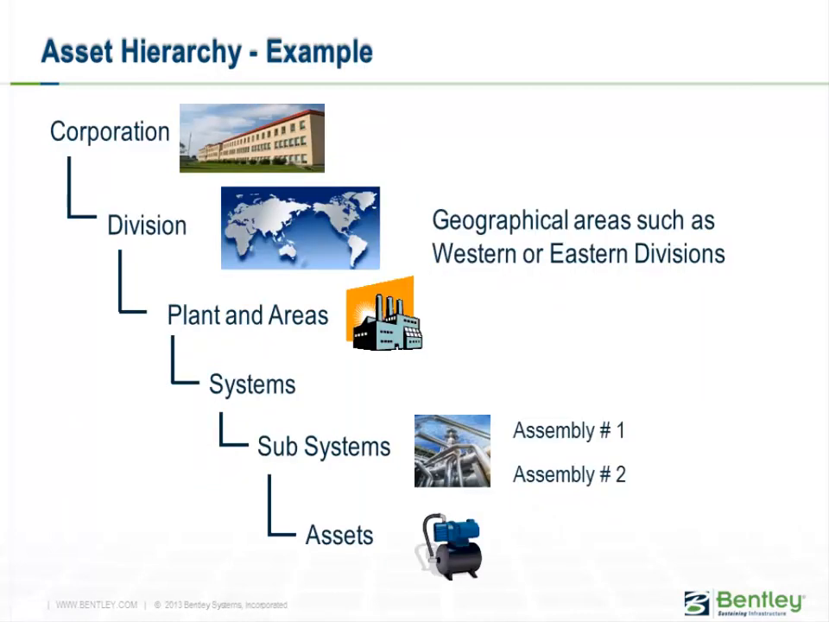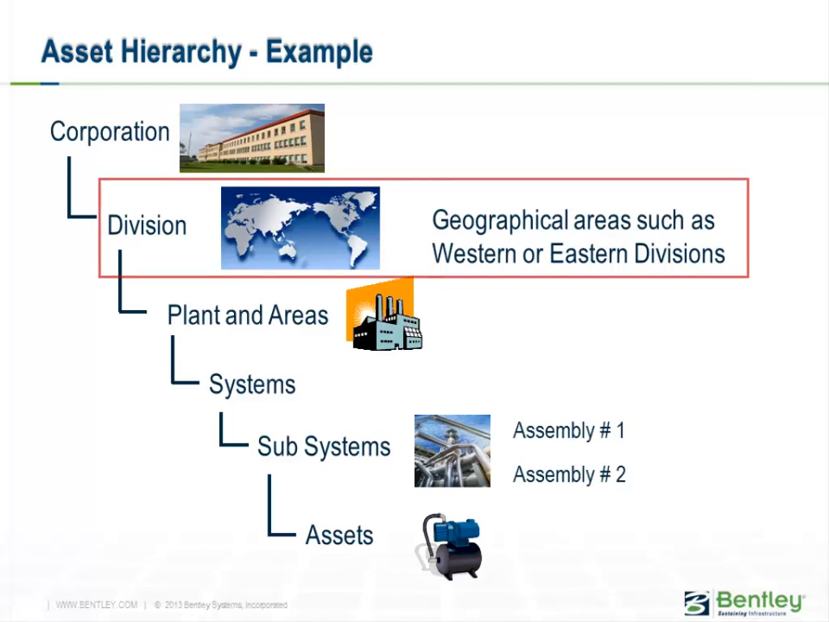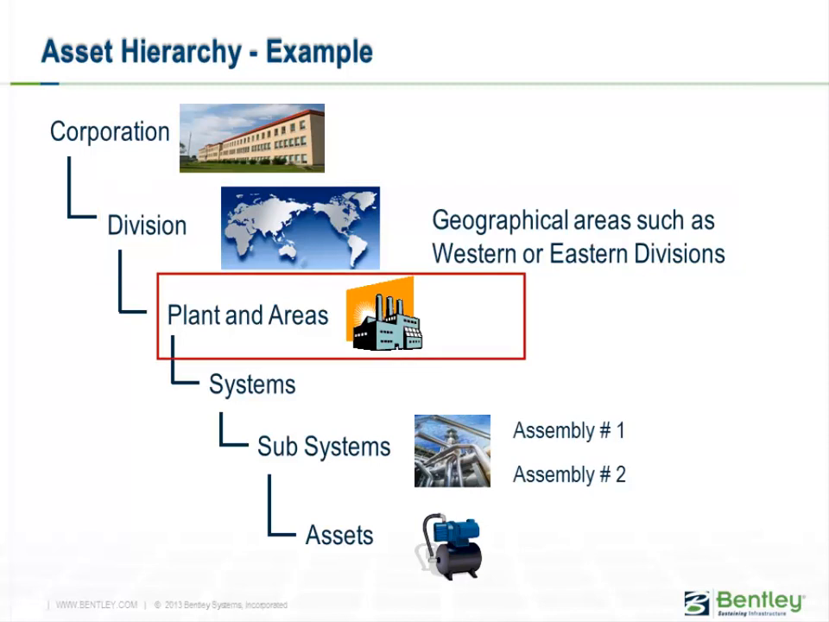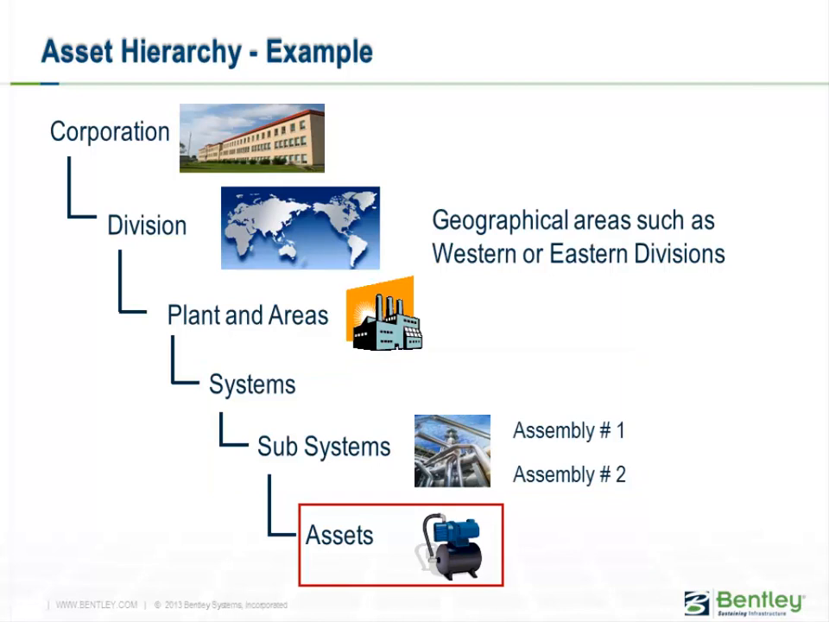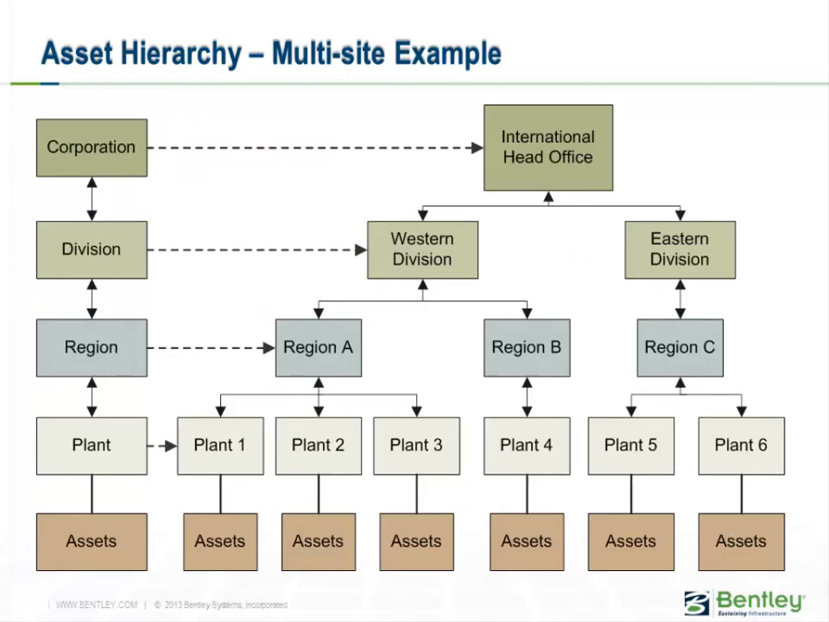Let's look at an example of an asset hierarchy. Company ABC is a corporation that is organized into Western and Eastern divisions. Within each division, there are several plants and areas. In each plant, as an example, there are a number of systems. One system is made up of several subsystems, such as Assembly 1 and Assembly number 2. For each assembly, there are a number of assets, such as pumps and motors. Here is an example of an asset hierarchy where there are multiple divisions, regions, plants, and assets.